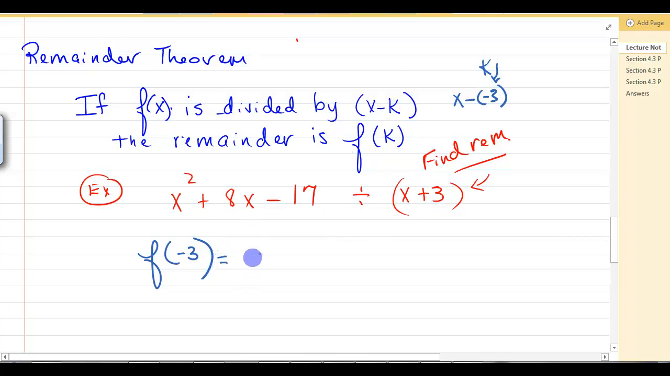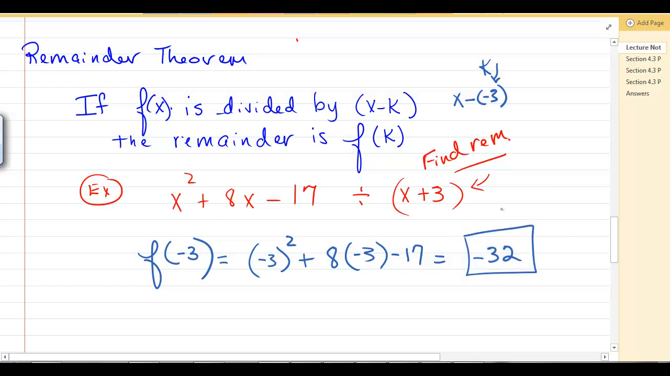That means we're going to plug in negative 3. So negative 3 squared plus 8 times negative 3, plugging it into here, minus 17. If we do that computation, we get negative 32, and that would be the remainder if you did the dividing. It's a shortcut to get the remainder. All right.